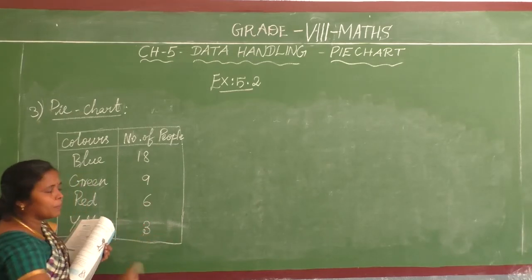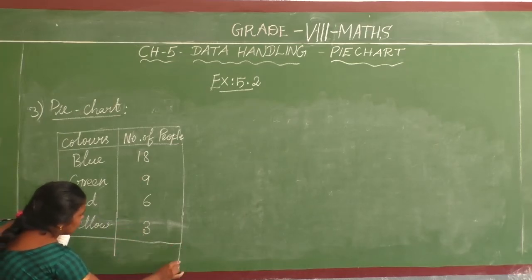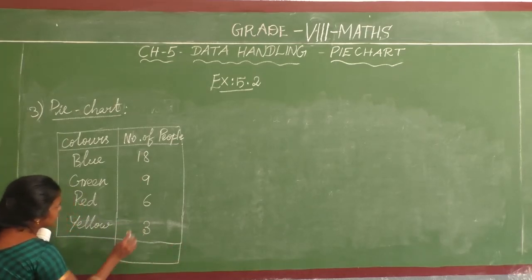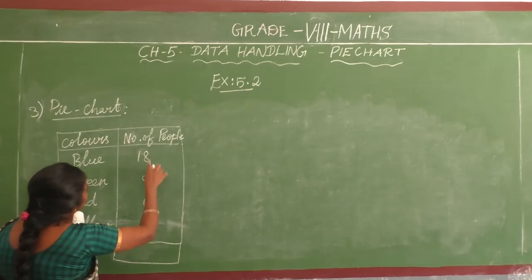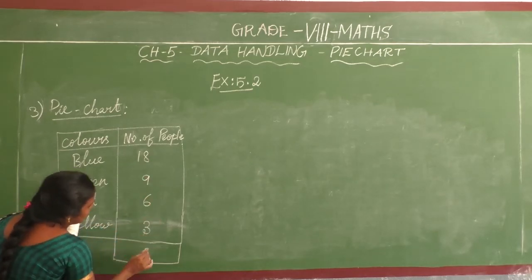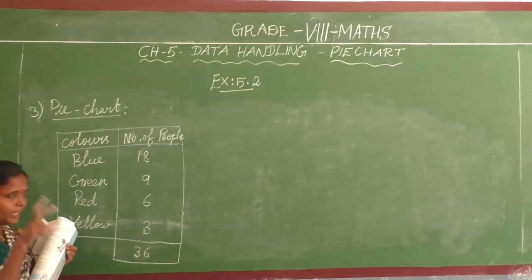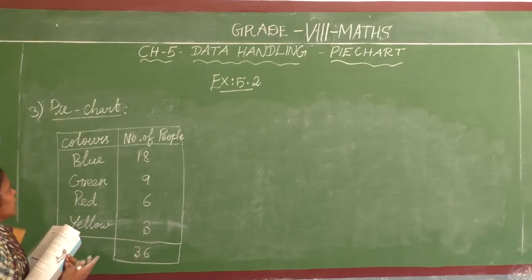The sum of the component values we have to find out now. So if you add the total number of people, what do we get? 18 plus 9, 27, 27 plus 6, 33, 33 plus 3, 36. 36 people they have created for the survey.